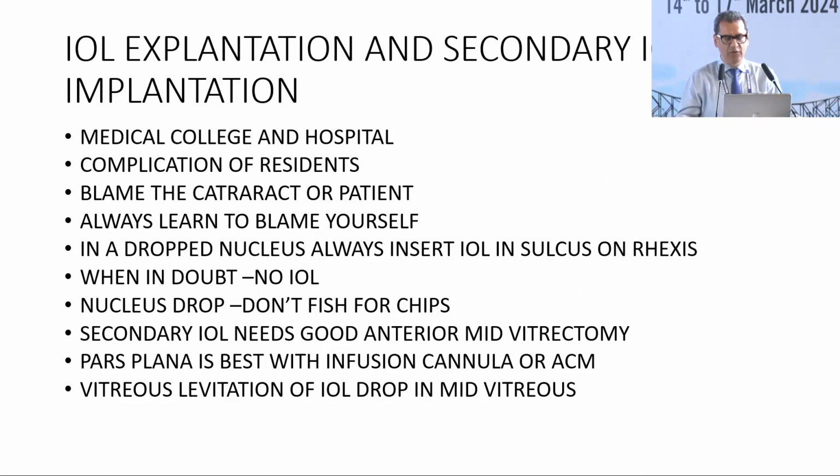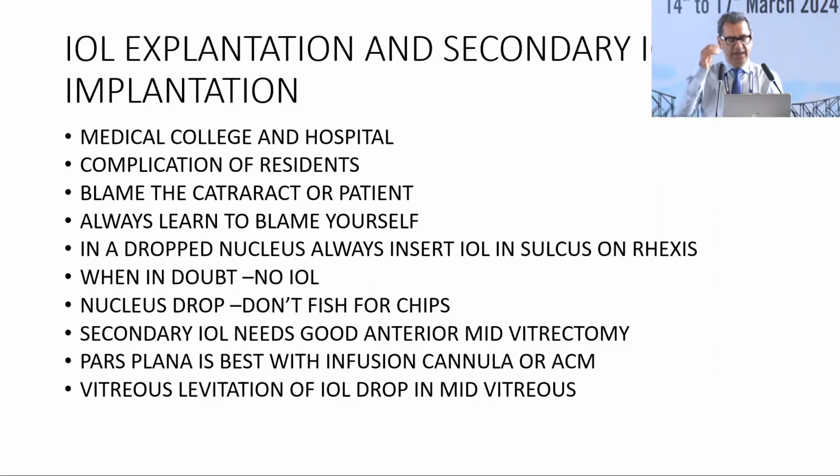Secondary IOL needs a good anterior and mid-vitrectomy. So I would like to say, just don't do an anterior vitrectomy. You require a good mid-vitrectomy also in these patients. Pars plana is the best approach for a vitrectomy, which gives you a good vitrectomy without traction, as Dr. Vasavada has always said. But always use an infusion cannula, because as anterior segment surgeons we usually don't realize the importance of having a formed globe when you're trying to fix these IOLs in the sclera. So either use a pars plana infusion or an AC maintainer.